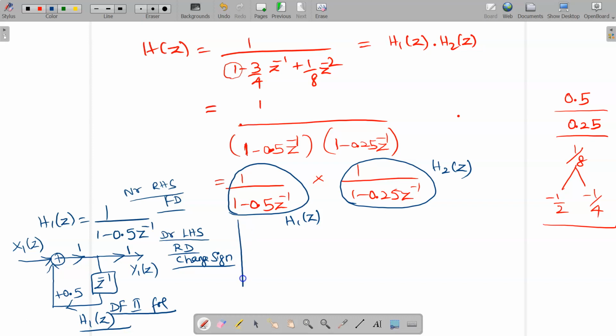Once you have drawn this, we have to draw the diagram for H2 of z. So what is H2 of z? It is 1 by 1 minus 0.25 z inverse.